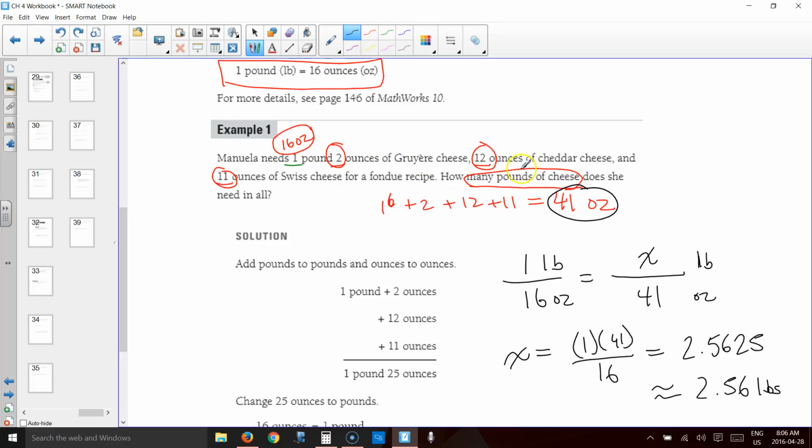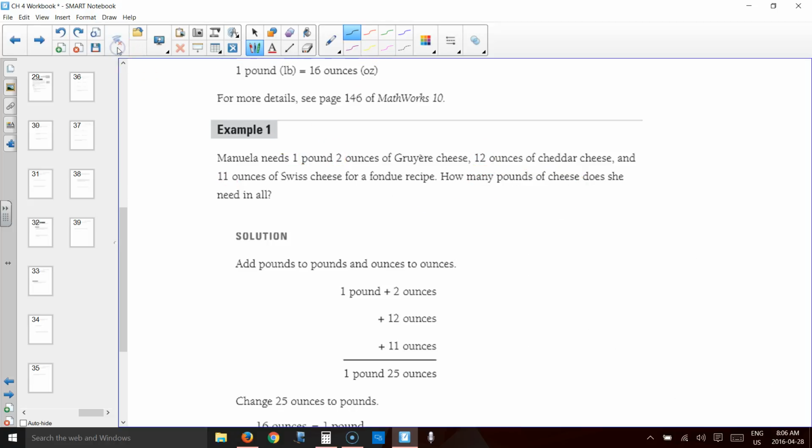You just turn everything into one type of unit, ounces rather, and total it up. I'll show you one more way, and I think some of the students in my class would prefer this way. Since they want the answer in pounds, let's turn everything into pounds. So what do we have? We have 1 pound here. 2 ounces is smaller than a pound. It's actually 2/16 of a pound. And 12 ounces is 12/16 of a pound. And 11 ounces is 11/16 of a pound. So we got a whole pound, and then we've got 2/16, 12/16, and 11/16 of a pound.